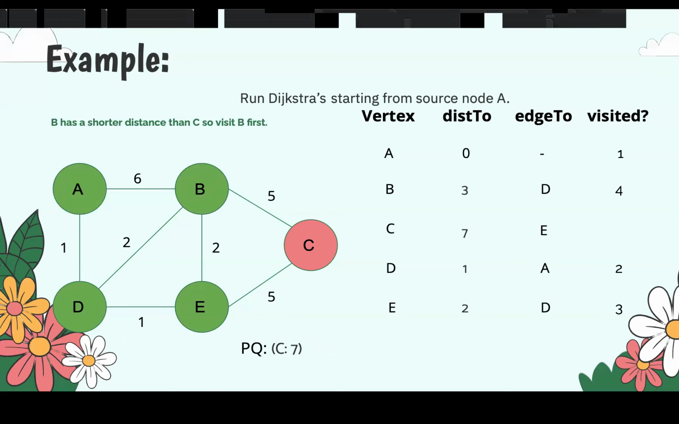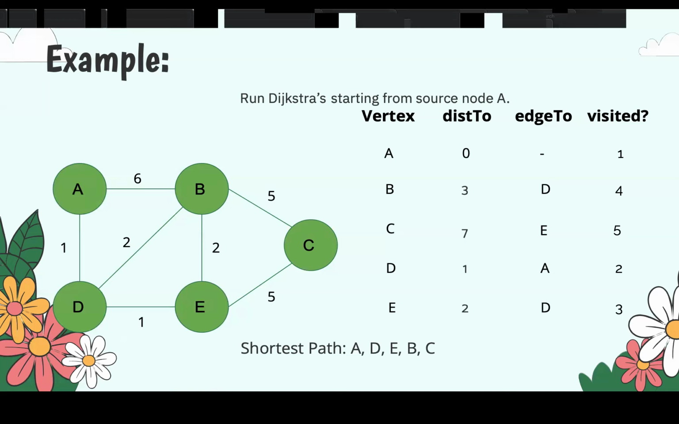And then lastly, we do C. C has no children, so we can just leave it as it is. And the priority queue is empty. We have visited all nodes. And this is a typo. So this is supposed to be the shortest path to C. It should say A, D, E, C.